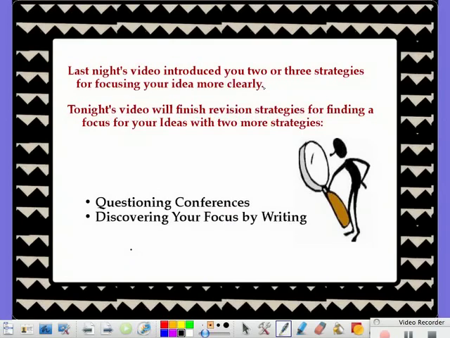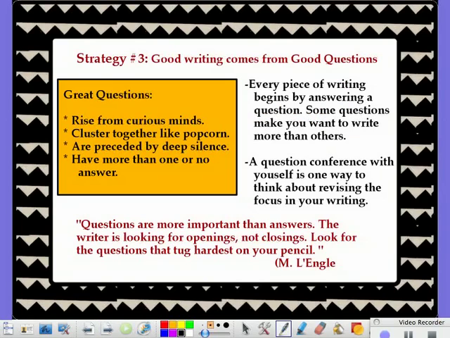Again, last night I talked about 2 or 3 strategies. I talked about the pizza and the writing about the pizza or the slice, and I talked about the ladder of abstraction. So tonight I want to talk about finishing up revision strategies. I'm going to talk about question conferencing, and I'm going to talk about looping, or how to find a focus by doing more free writing in your notebook. The third strategy is good writing from questions.